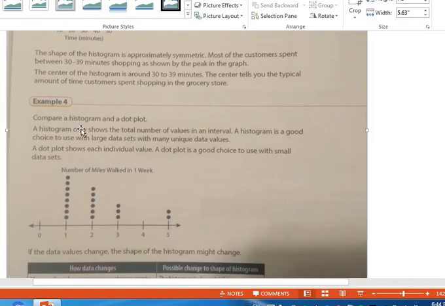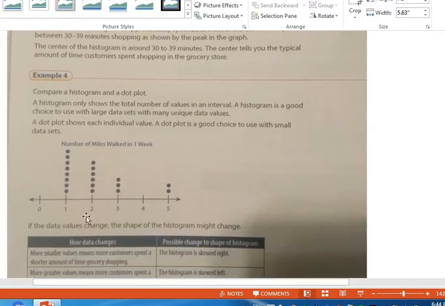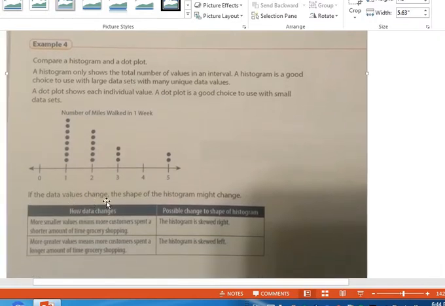Example 4. Compare a histogram and a dot plot. A histogram only shows the total number of values in an interval. A histogram is a good choice to use for large data sets with many unique data values. A dot plot shows each individual value. A dot plot is a good choice to use for small data sets. Here, number of miles walked in 1 week. If the data values change, the shape of the histogram might change.